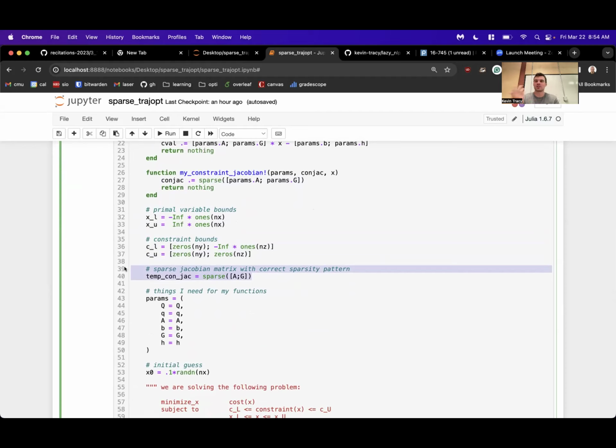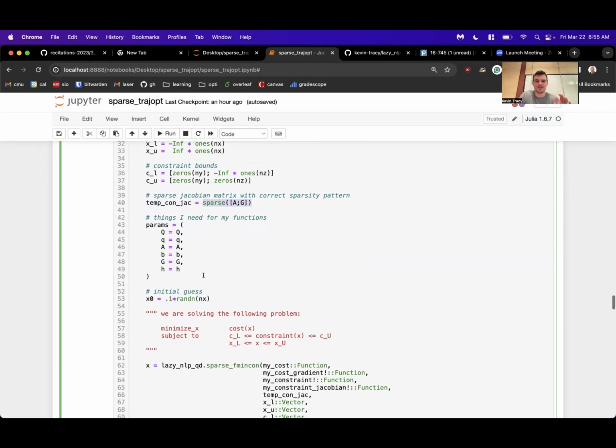So to start the solve, I give it a sparse Jacobian. I say, this is the sparsity pattern that I'm going to be using the entire time. So I give this temp conjac, my sparse Jacobian matrix that contains my correct sparsity pattern. In this case, my Jacobian is not changing even the values, let alone the sparsity pattern. So the sparsity pattern is locked from the very beginning, and this is how I communicate what that pattern is.